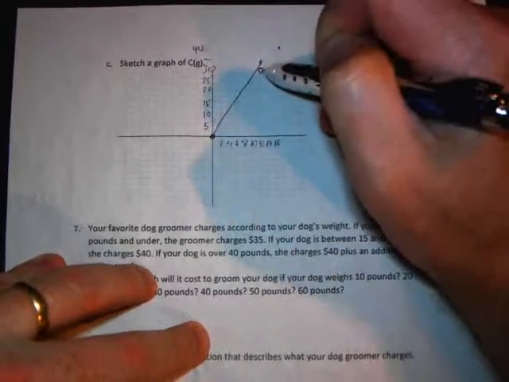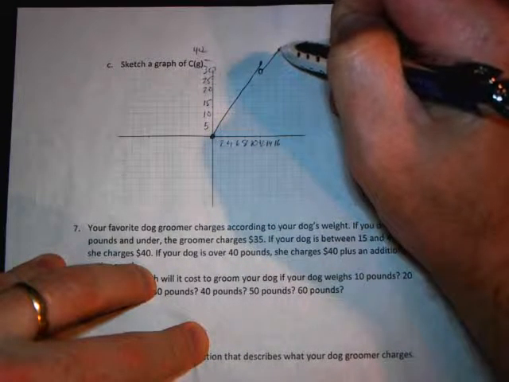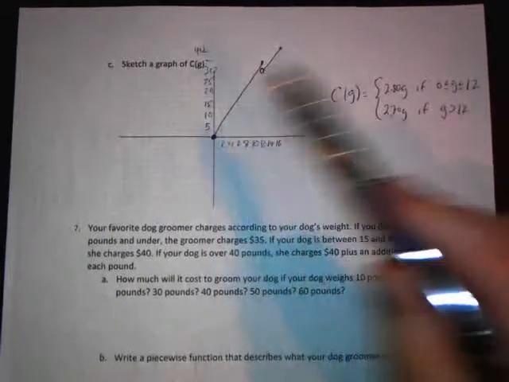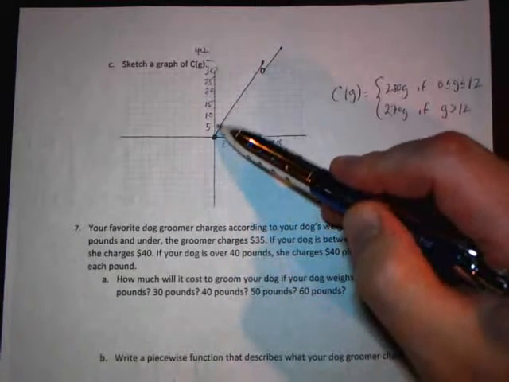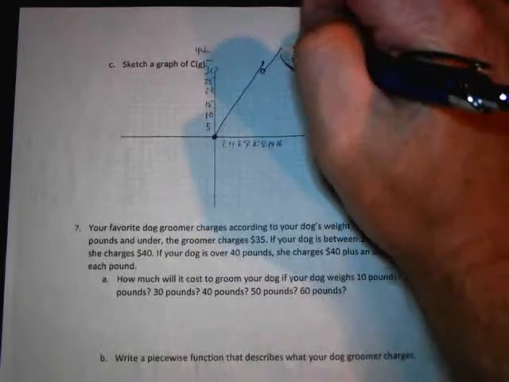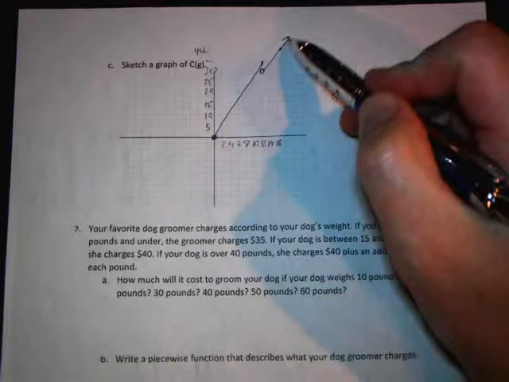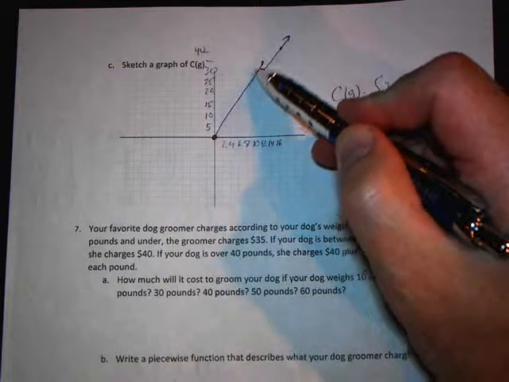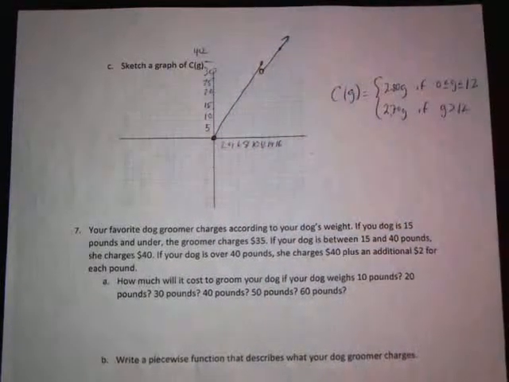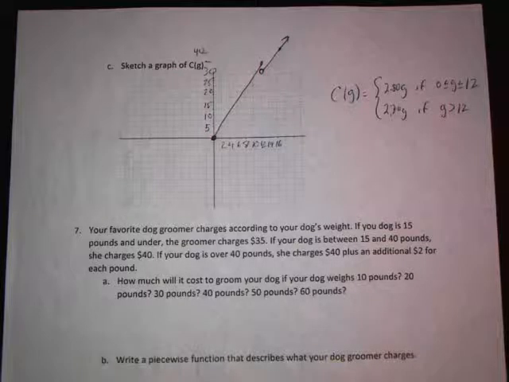So what should happen, a little hard to see, this line segment has a slope of 2.8, where this line segment has a slope of 2.7. So this should be slightly steeper than that one. It's a little hard to tell with my scaling, but that's what should happen.